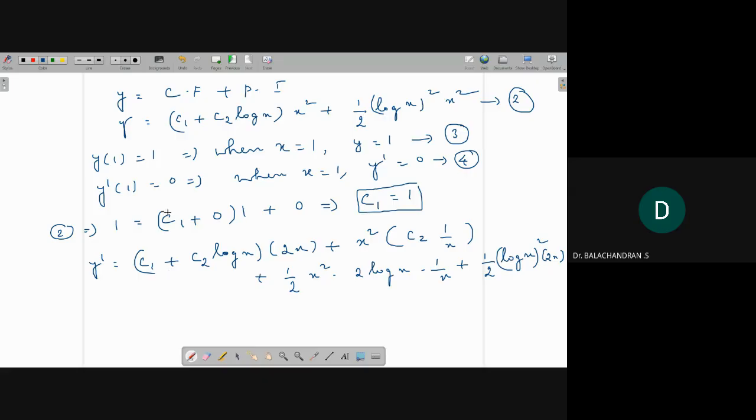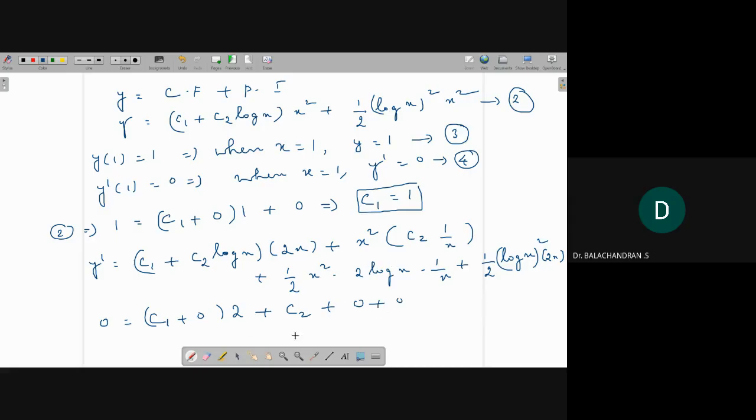So now apply initial condition 4. If we apply initial condition 4, when x is equal to 1, y dash is 0. So y dash is 0, should substitute x is equal to 1. So c1 plus, this is 0, log 1 is 0, into 2 into 1, 2, plus here x x gets cancelled, c2 into x, but x is what? 1, so plus c2, plus here also log x, so log 1 is 0, this is also 0, this is also 0.